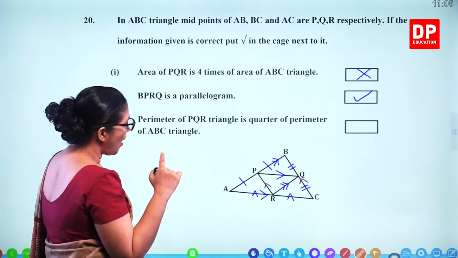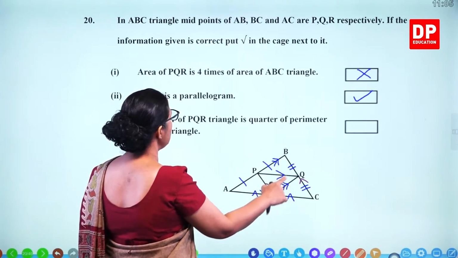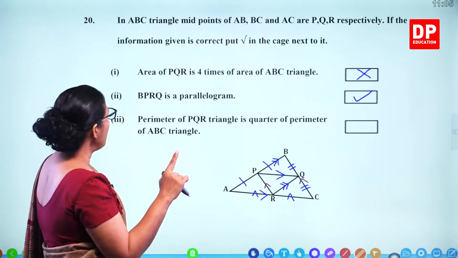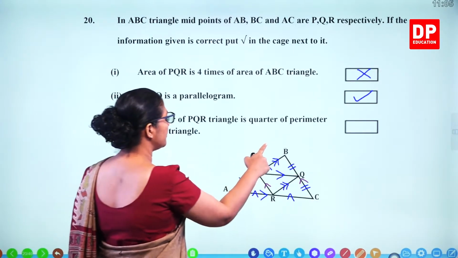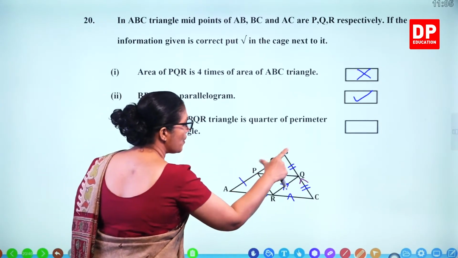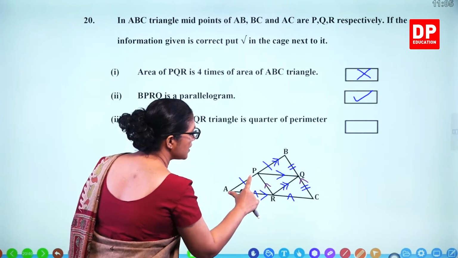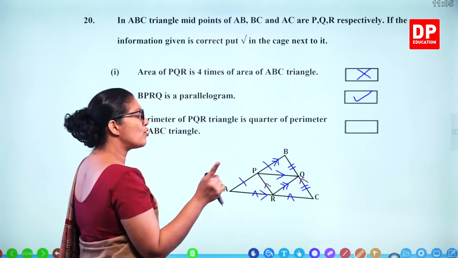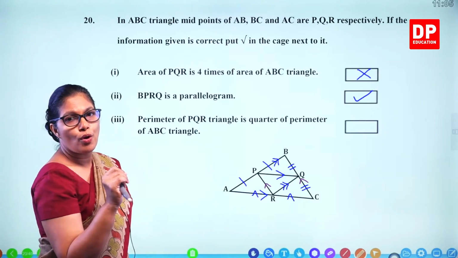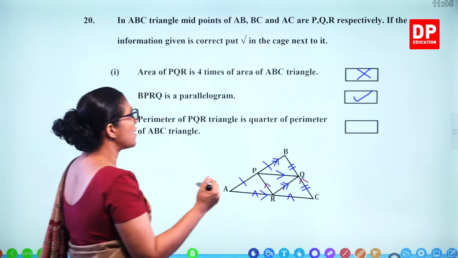Perimeter of PQR triangle is quarter of perimeter of ABC triangle. That's wrong. That's half, because this is double of that. So just multiply by 2, not by 4. So the other way around, quarter. So that's wrong.